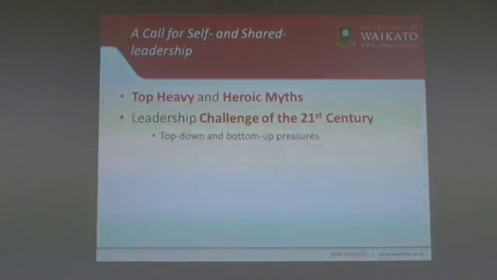But as we said in our last video, leadership in the 21st century has had to face top-down and bottom-up pressures, such as cost reductions that require empowerment, and changing demographics and expectations. People today want more relevance from their work. When we come together as a group, we'll talk more about the types of teams that we may be in and how self and shared leadership relates to each.